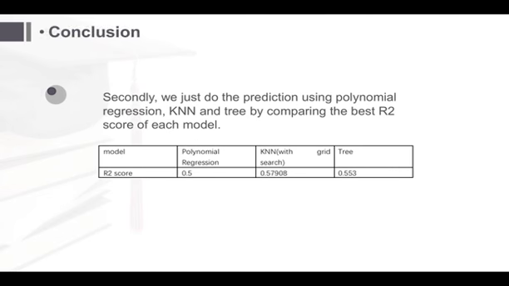Secondly, we just do the prediction using polynomial regression, KNN, and tree by comparing the best R2 score of each model. And we can see here, all the models do not work very well on this dataset. We find out the main reason is that the second dataset has more data and more features, which means this dataset also has more outliers, which has a bad effect on these models.